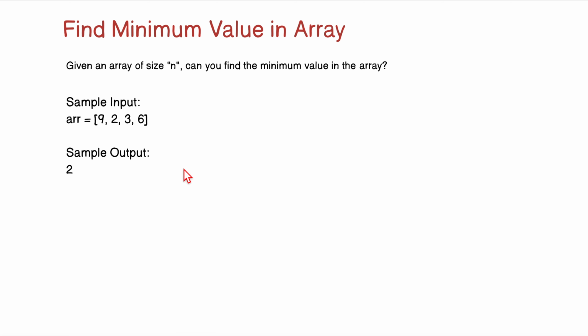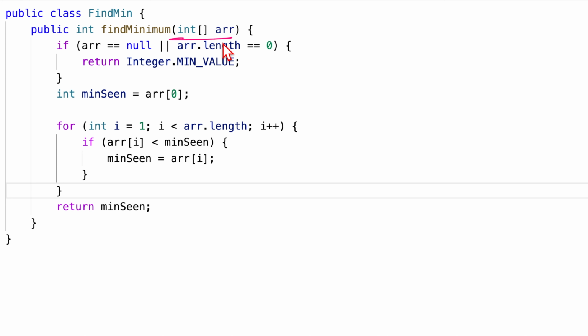Let's see the code now. We have an input array of integer type, as we already discussed. And we need to return the lowest or minimum element seen in that array. First we are validating the input array. If it is empty or null, we return the minimum value possible for an integer. Then we initialize minSeen, the minimum value seen so far, as the first element, because that will be the minimum value at the start.